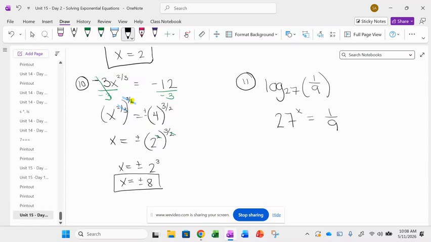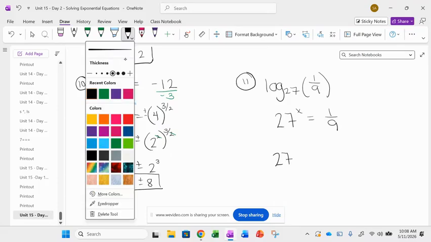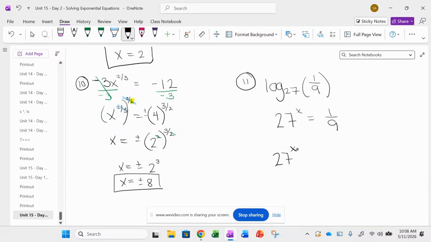I'm going to change a couple of things here. The first thing I'm going to change is the 1/9. Does anybody know what I'm going to change the 1/9 to? Amanda? You got it. So now I'm just dealing with whole numbers.